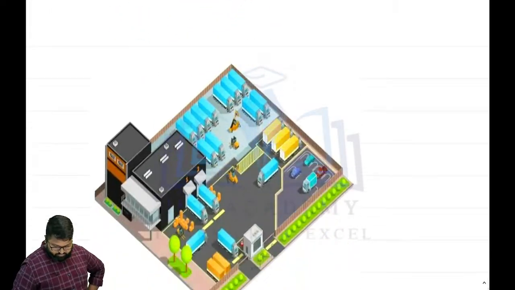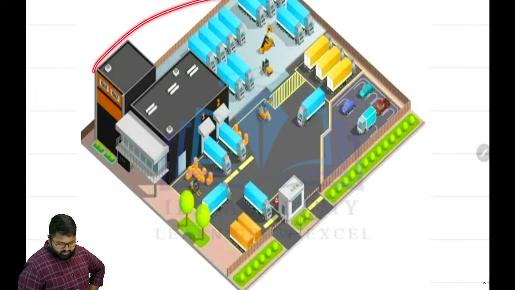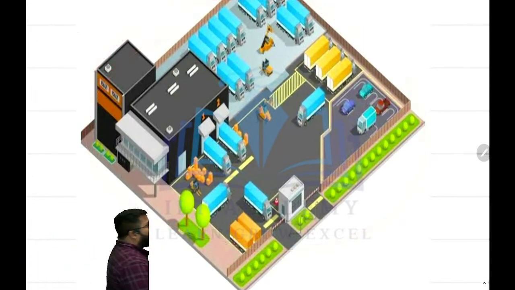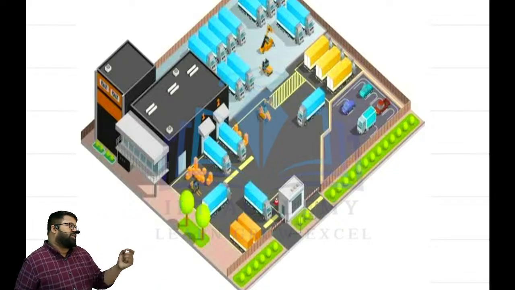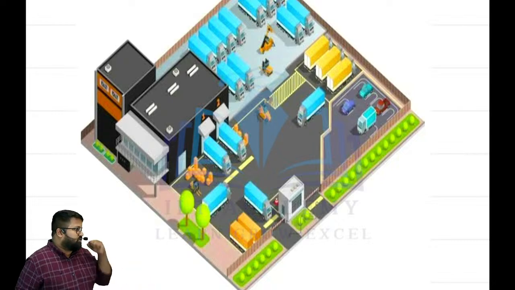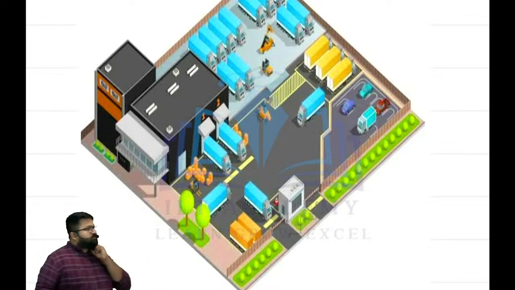And finally, we can conclude that because of coordination, whatever product we produce will reach the consumer at the right time, at the right point, at the right price. Okay, done.